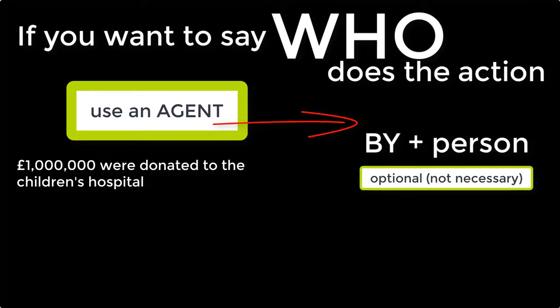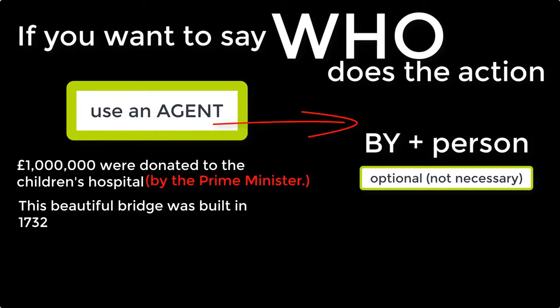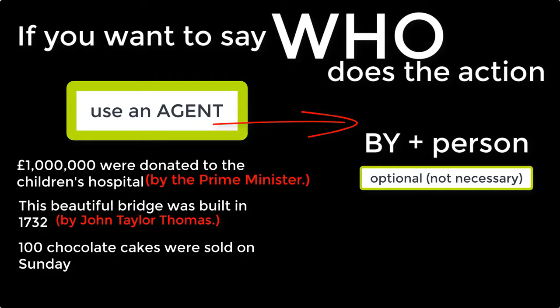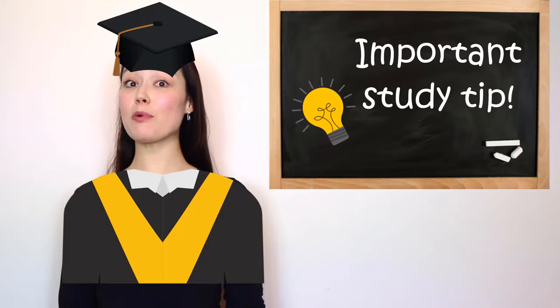1 million pounds were donated to the Children's Hospital by the Prime Minister. By the Prime Minister is optional information. This beautiful bridge was built in 1732 by John Taylor Thomas. That's optional information. 100 chocolate cakes were sold on Sunday by Jones's Bakery. Again, optional information. Important study tip.